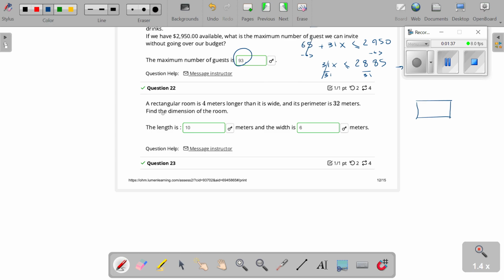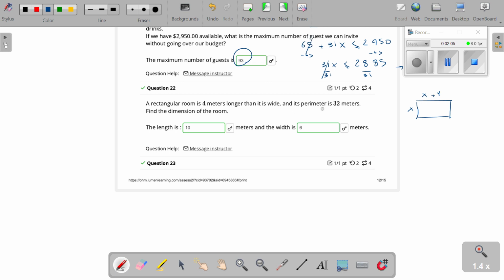Next question is saying that there is a rectangular room which is 4 meters longer than it is wide, and the perimeter is 32 meters. Find the dimensions of the room. So if I consider this rectangle, and let's say the width of the rectangle is X, the length of that is 4 meters longer than the width. So that means it's going to be X plus 4.